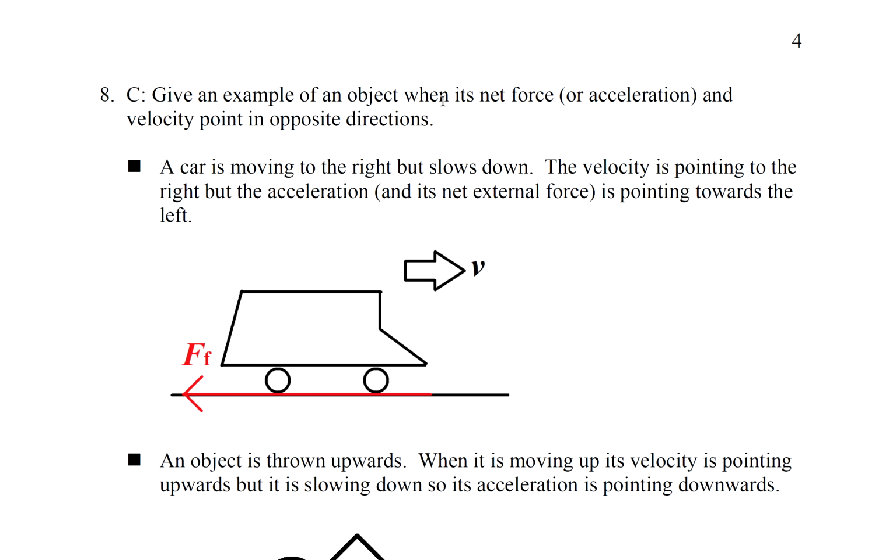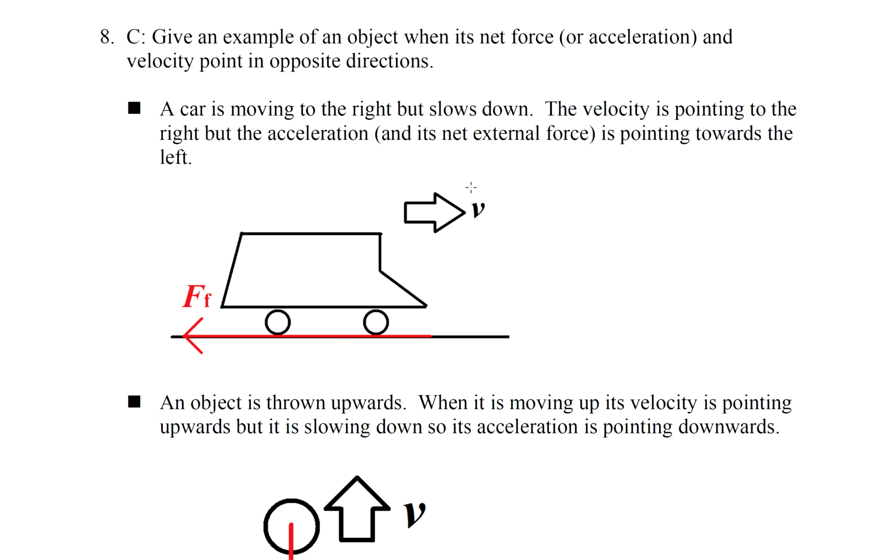Question 8. Give an example of an object when its net force or acceleration and velocity point in opposite directions. So here a car is moving to the right but slows down. The velocity is pointing to the right, but the acceleration and its sigma f is pointing towards the left.